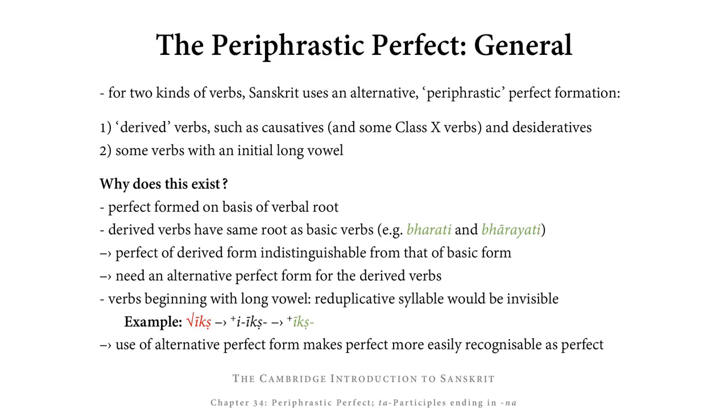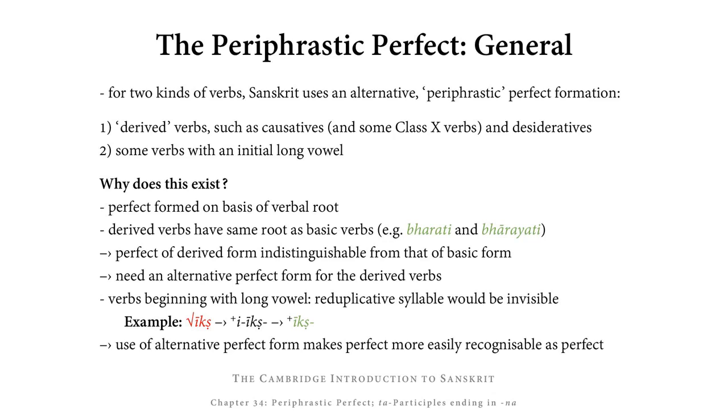First of all, the periphrastic perfect. Now, for two kinds of verbs, Sanskrit uses an alternative so-called periphrastic perfect formation. First of all, it uses it for derived verbs such as causatives and desideratives, and also some class 10 verbs which are formally very similar to causatives. And secondly, it uses it for a number of verbs that begin with a long vowel, so that have a root initial long vowel.